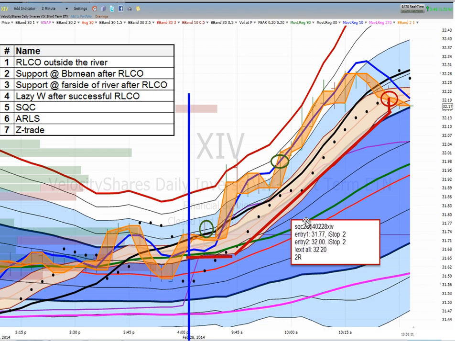So we get a second entry at 32. Oh, I'm sorry, this is XIV, but the same pattern trade. This is 31.77 on the entry. It's not unusual to see XIV and TNA working together. But then we have a second entry at 32 with a 20-cent stop, and we get our exit here as the RLCO is forming. Price is coming back to the edge of the river, and we've got 2R in hand. We like that one.